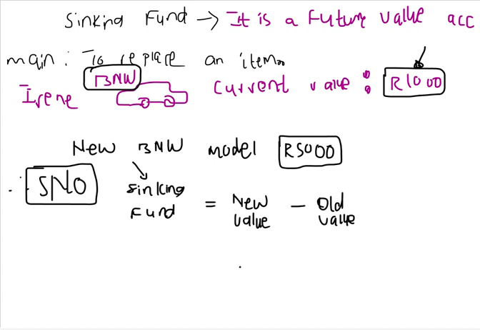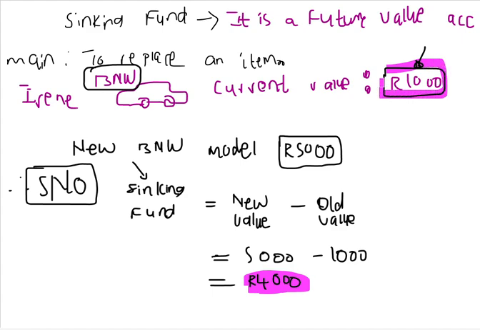The new value is how much? It's 5,000, and the old value is 1,000 rands. If I subtract these two, I get 4,000. This means that I need 4,000 in addition to the 1,000 which I'm going to get from selling the current vehicle in order for me to save 5,000.